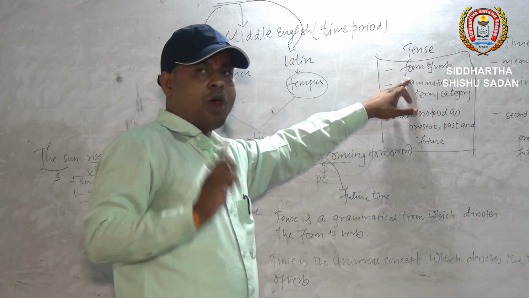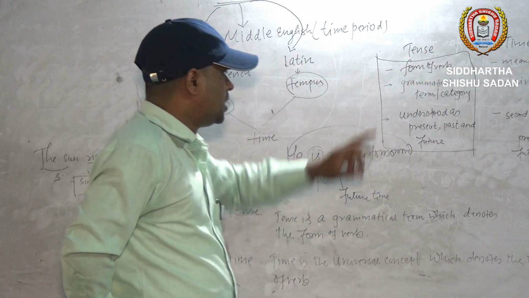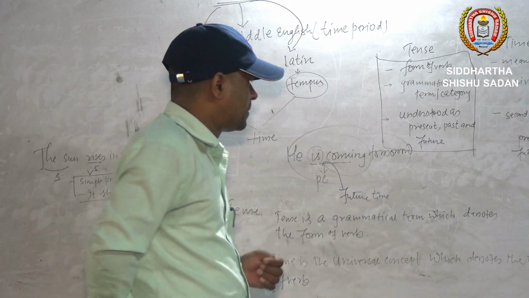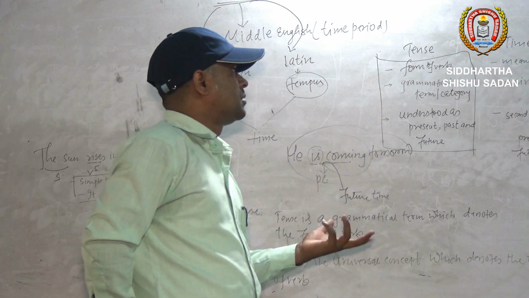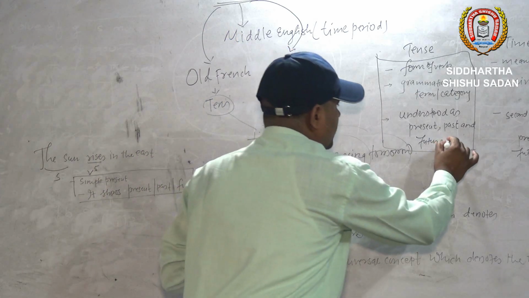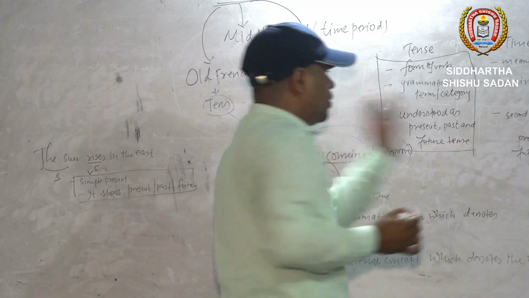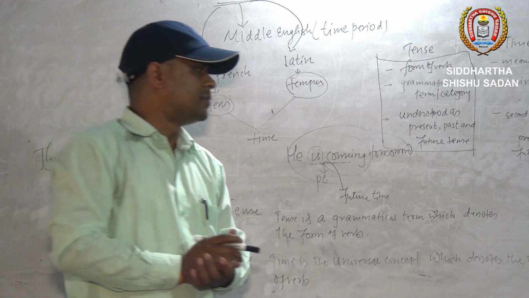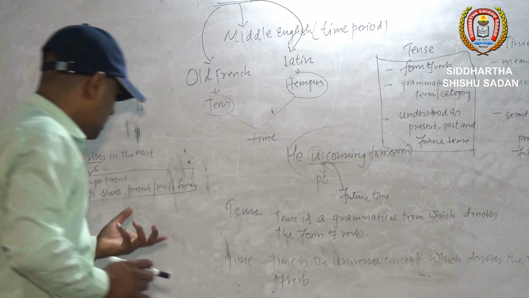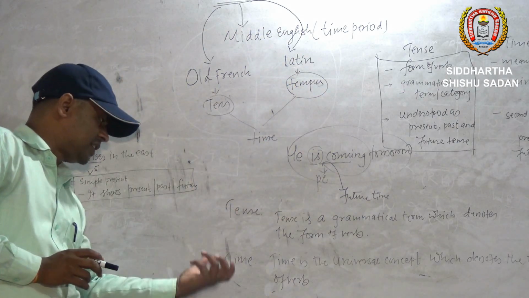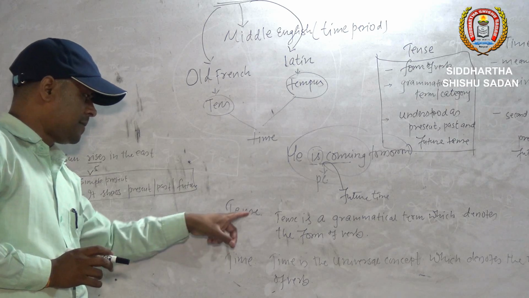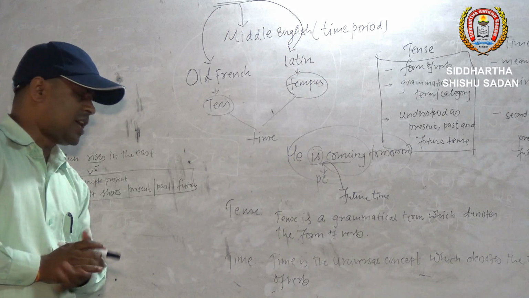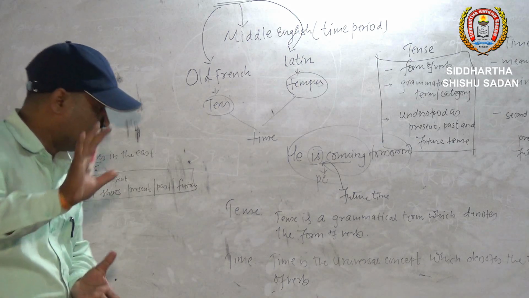Please, tense denotes the form of verb, whereas time denotes the meaning of verb. Tense is a grammatical term, a grammatical category, whereas time denotes a universal concept. Tense is understood as present, past, and future tense, and time is understood as second, minute, hour, etc. Also as present time, past time, and future time. On the basis of these differences, we can form the definitions. Tense is a grammatical term which denotes the form of verb, whereas time, the universal concept, denotes the meaning of verb. Okay.